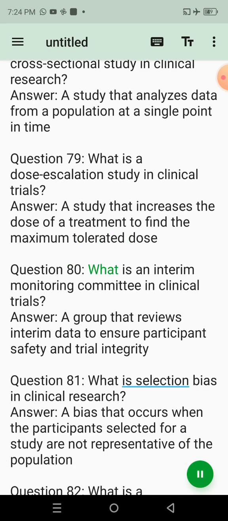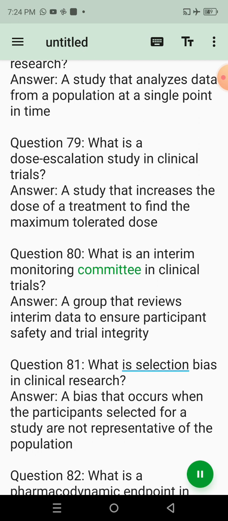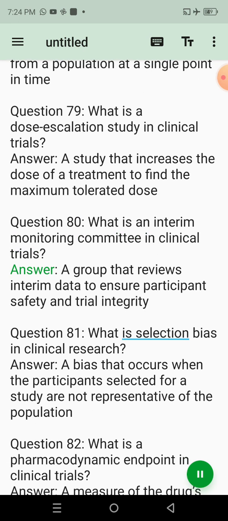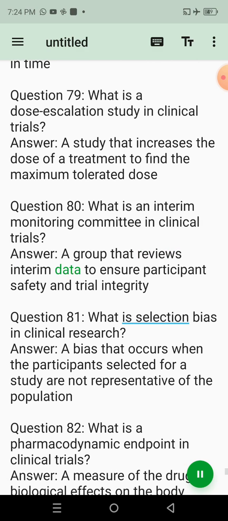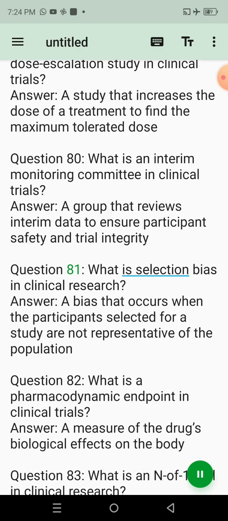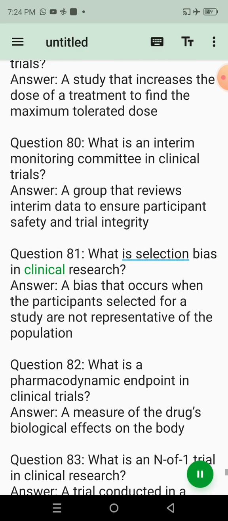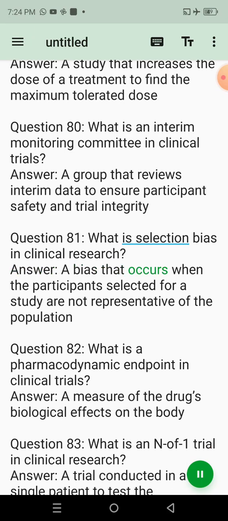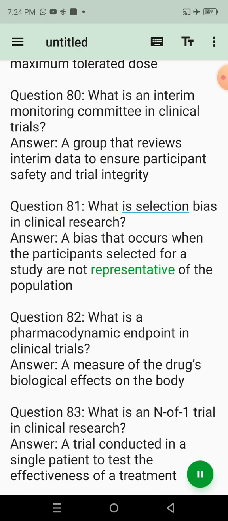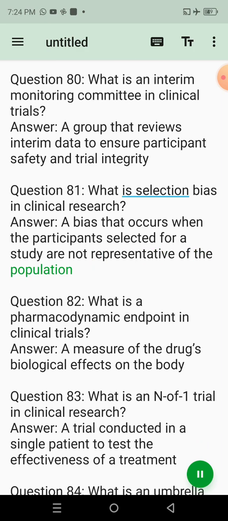Question 80. What is an interim monitoring committee in clinical trials? Answer: a group that reviews interim data to ensure participant safety and trial integrity. Question 81. What is selection bias in clinical research? Answer: a bias that occurs when the participants selected for a study are not representative of the population.